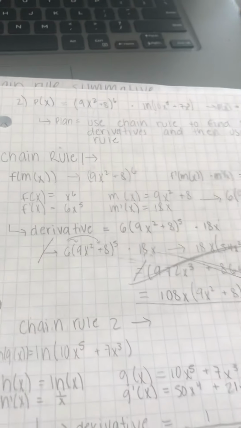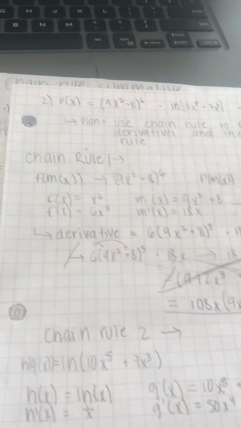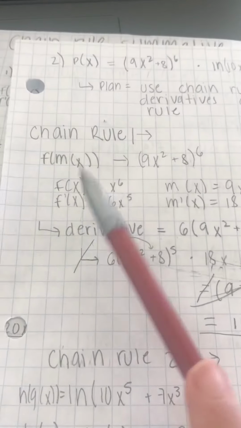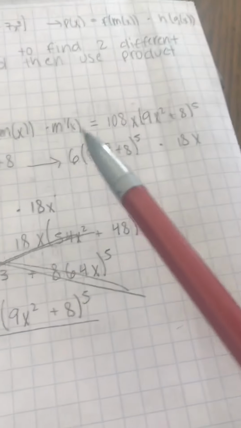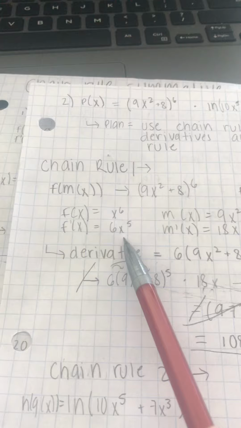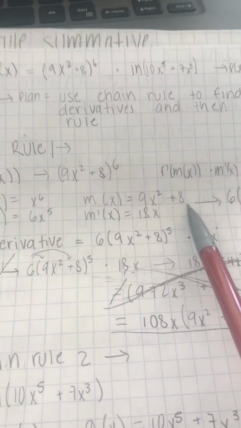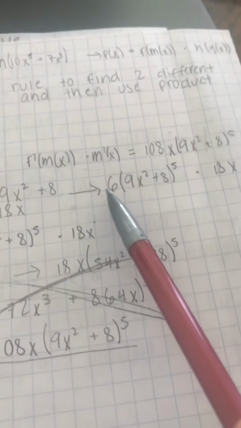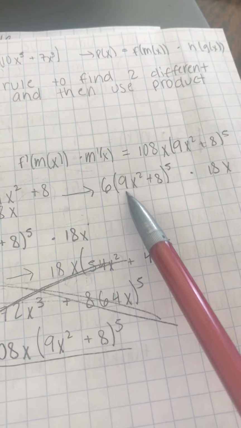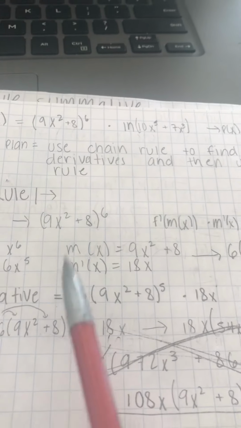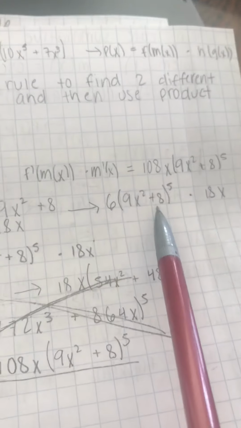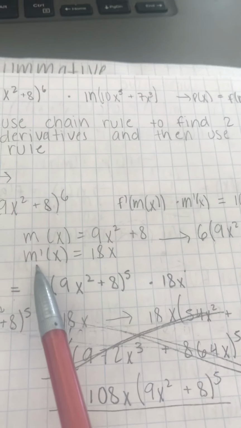Now that I have that, I can use the regular derivative using the chain rule. So I did the derivative of f of x, and I put m of x in for x. So I get 6 because we have the 6 on the outside, and then I put this in for x, and then I have all that raised to the 5. So it's 6, and then 9x to the power 2 plus 8 raised to the power 5.